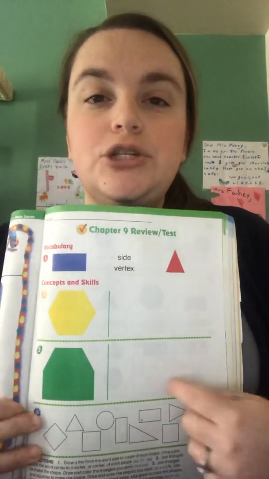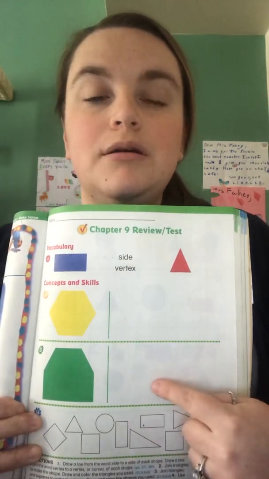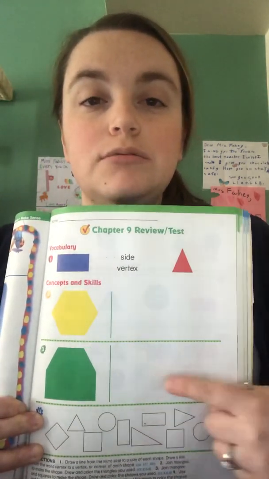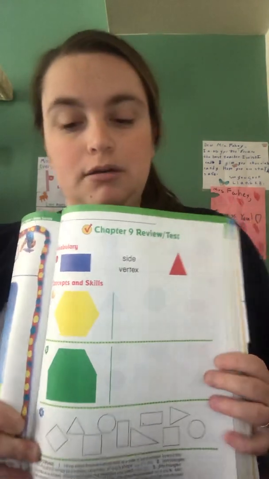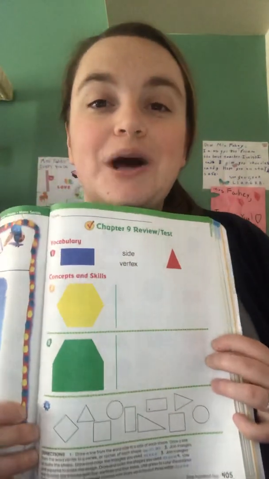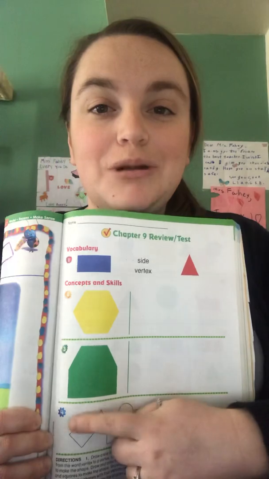How many triangles did you use? Draw them here. How many squares did you use? Draw them here. Okay, make sure I have that correct. Yep, okay. Good job. Now let's come down to number 4.